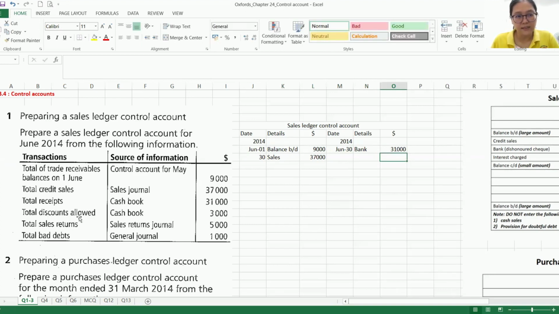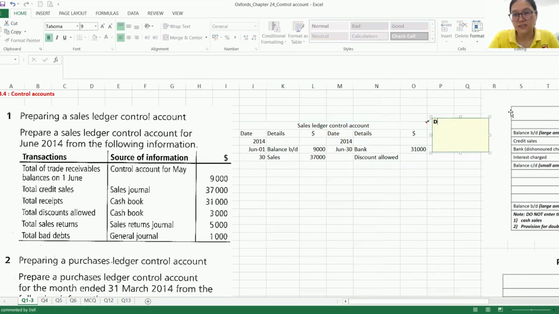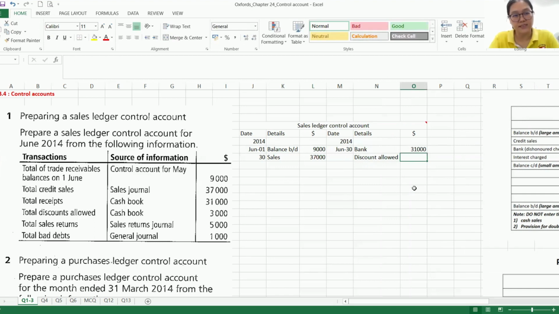Next is discount allowed. Discount allowed and the bank always go together. Discount allowed, customer, because this is a customer. Let me insert, this is the total credit customer. So total credit customer is an asset to the business. This one, discount allowed to the customer, is an expense to the business.